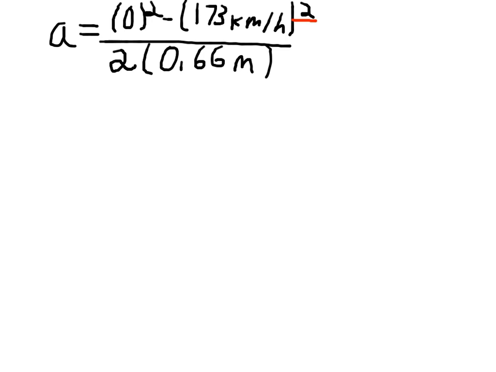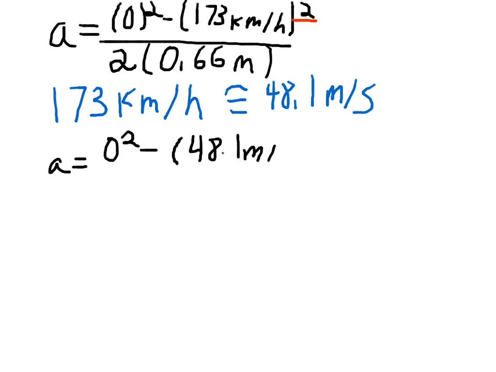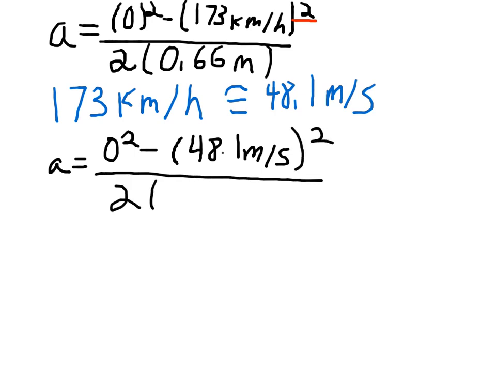And as we just learned, 173 kilometers per hour is about 48.1 meters per second. So the equation now becomes acceleration equals 0 squared, and yes, I had left the parentheses out. I'm dropping those because 0 squared is 0 no matter what, minus 48.1 meters per second, all squared, divided by 2 times 0.66 meters.